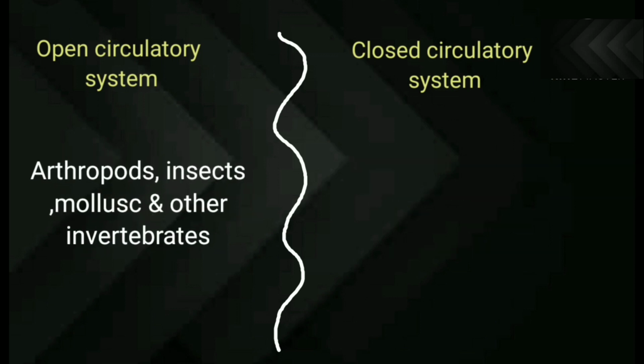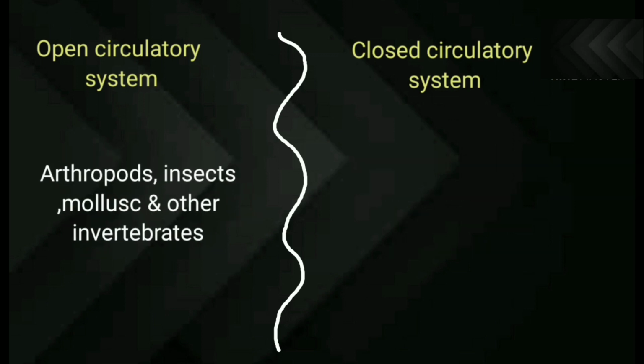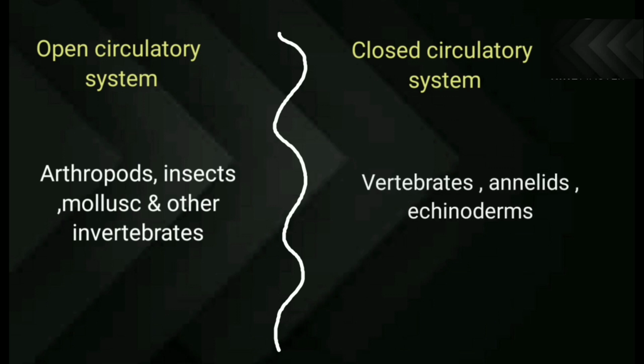Open circulatory system is found in higher invertebrates like arthropods, prawn, insects, and also in some mollusks, snails, clams, and oysters. Closed circulatory system is found in all the echinoderms, some of the annelids, and also in the vertebrates. So these are the basic differences between the open and closed circulatory system. So go through this table and note down the points.